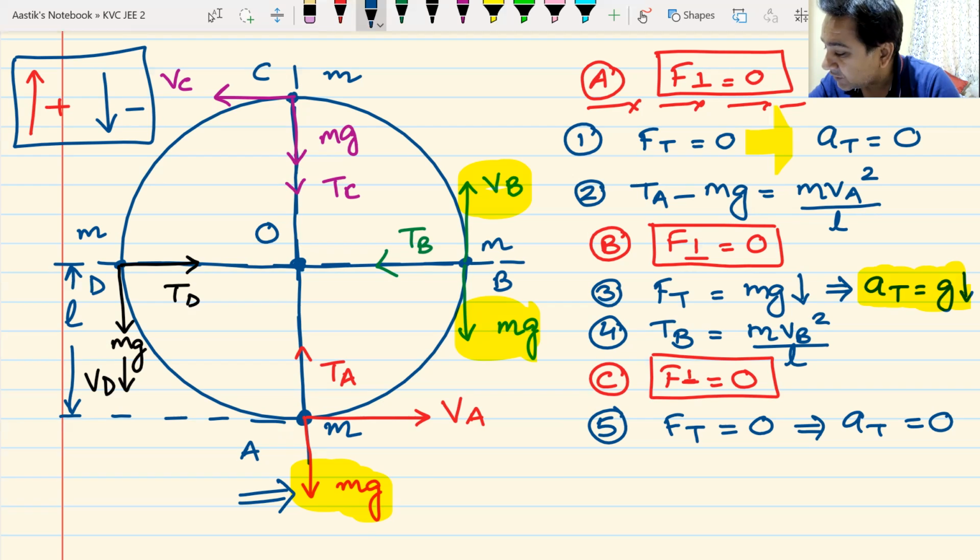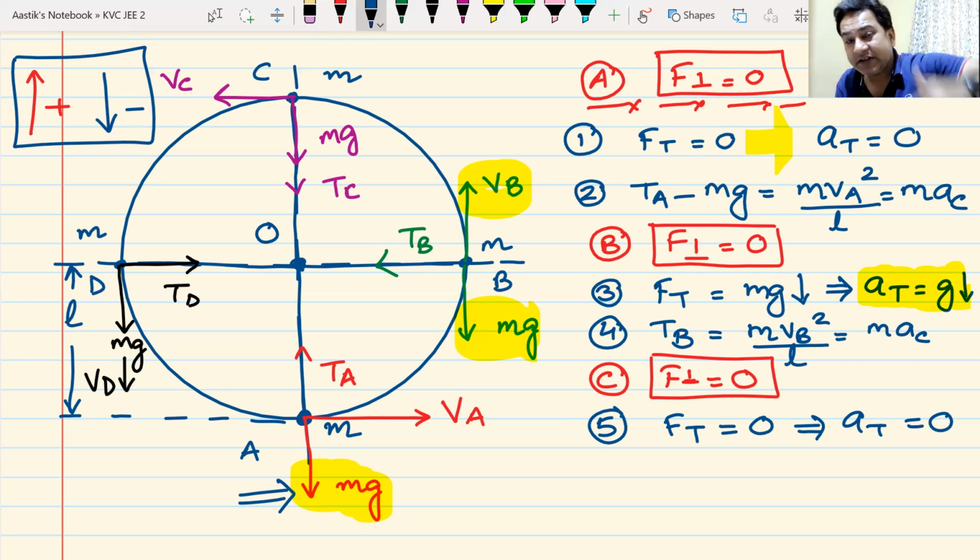If I write the equation number 2, it will be equal to m into AC. So centripetal acceleration at point A is VA square by L. Centripetal acceleration at point B will be VB square by L. It is also changing magnitude. It is also changing direction. So both the centripetal as well as tangential acceleration are changing their magnitude and their direction, and hence this motion becomes very difficult to understand. But we'll try to understand it in the simplest possible language.